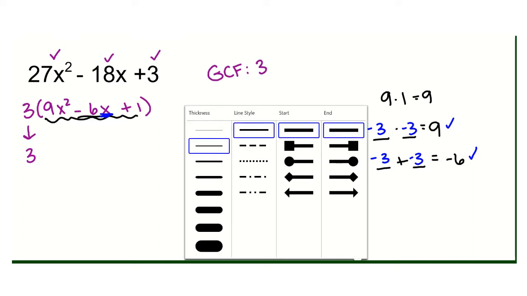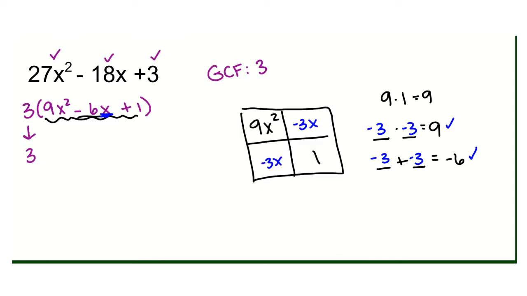Now that the box is completely filled out, I can go ahead and factor it. The greatest common factor in my top row is 3x. The greatest common factor in my bottom row is 1. The greatest common factor on the left side is 3x. The greatest common factor on the right side is 1. Now we can check our work.